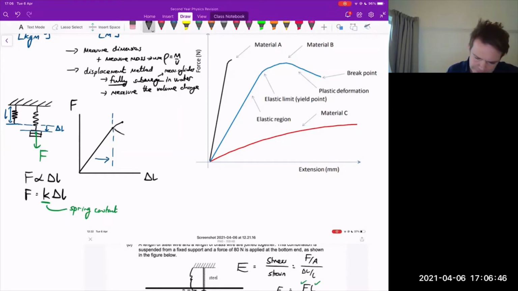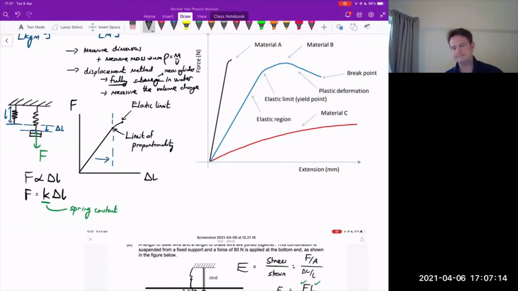At this point, which I'm going to call the limit of proportionality, we get divergence from this Hookean behavior, and we get a curve up to this point, which I'm going to call the elastic limit. And then, of course, the line does continue after that.